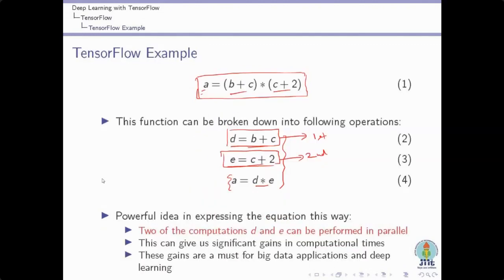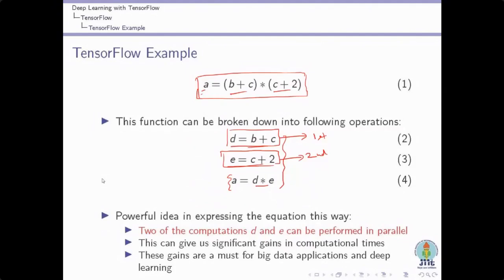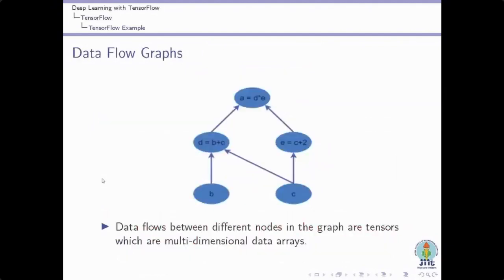Now, TensorFlow basically works on the data flow concept. In the data flow concept, we make data flow graphs. In data flow graphs, each node represents an operation. So for example, this is B, this is C, and this represents the addition operation. This is a second addition operation. Finally, we get this multiplication operation. And these arrows represent the flow of the data, and this data in TensorFlow is known as tensors.